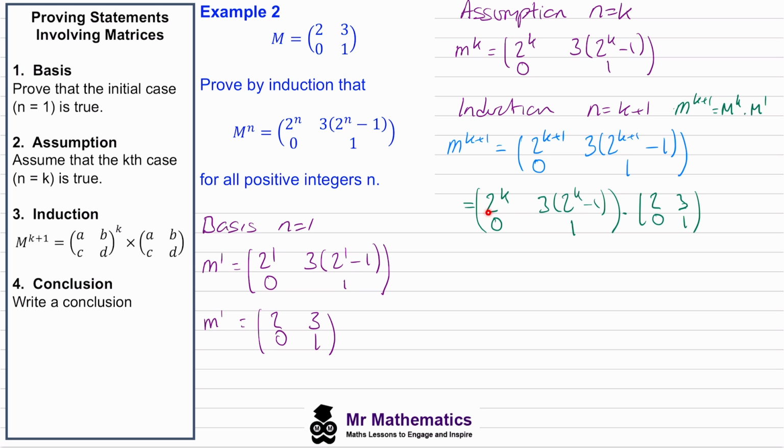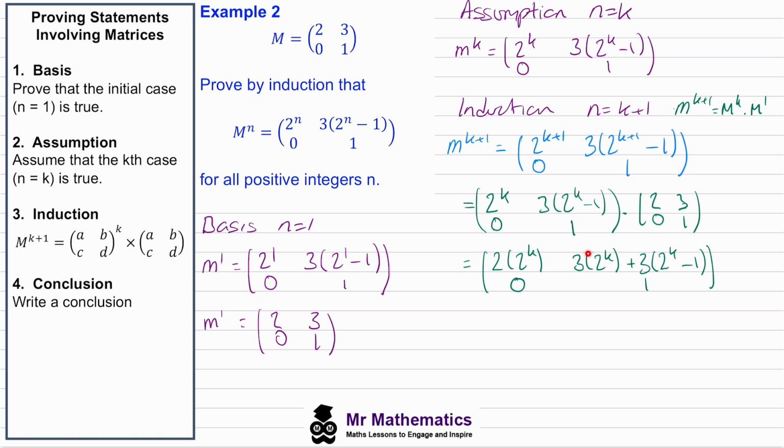So we'll multiply the first row by the first column. 2 to the k times 2, and this times 0, will give us 2 lots of 2 to the k. The second row times the first column, 2 times 0, add 1 times 0. The first row times the second column will give us 3 lots of 2 to the k, plus this times 1. So 3 times 2 to the k minus 1. And then our second row times our second column, 0 times 3 added to 1 times 1.